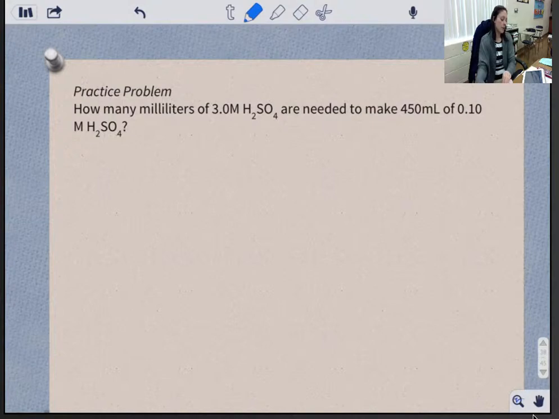So for example, how many milliliters of 3 molar H2SO4 are needed to make 450 milliliters of 0.1 molar H2SO4?